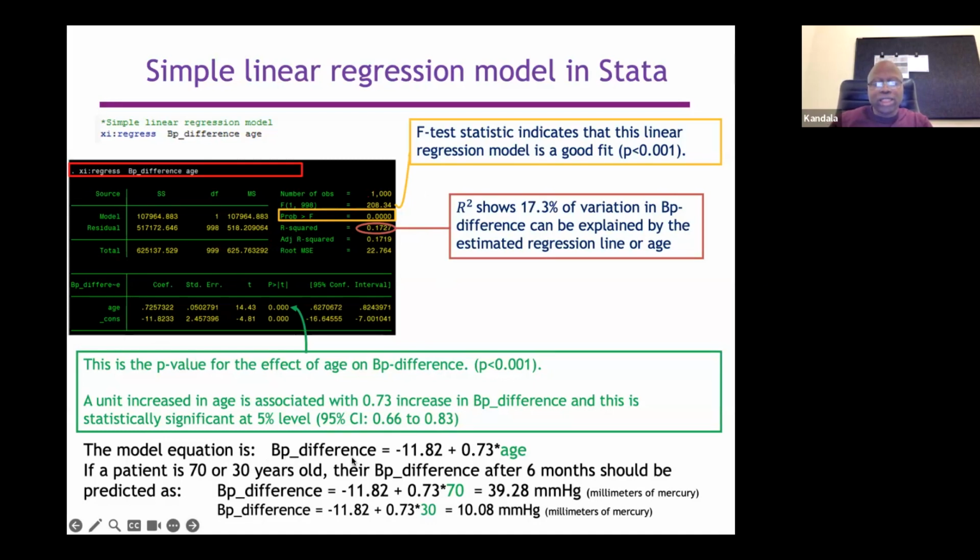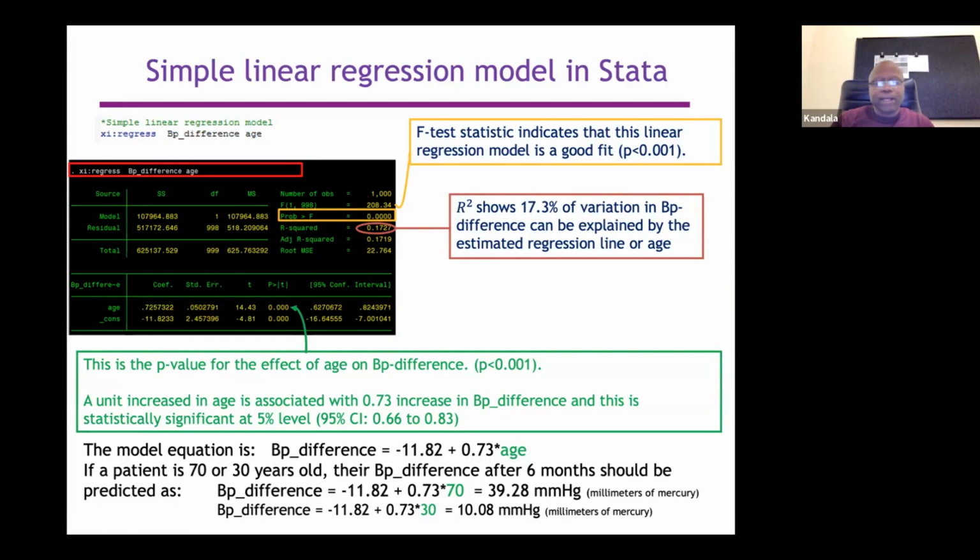We can write this down. Blood pressure difference is equal to minus 11.82, which is the constant. This is the average difference when the age is equal to 0. Plus the slope times the age.